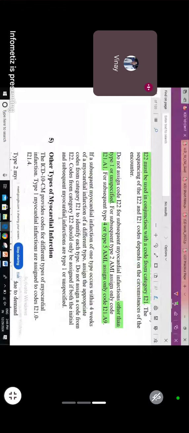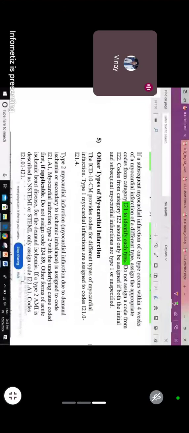If a subsequent MI of one type occurs within 4 weeks of a myocardial infarction of a different type, assign the appropriate code from I-21 to identify each type. Do not assign an I-22 code. So subsequent MI is only and only for type 1 and unspecified.